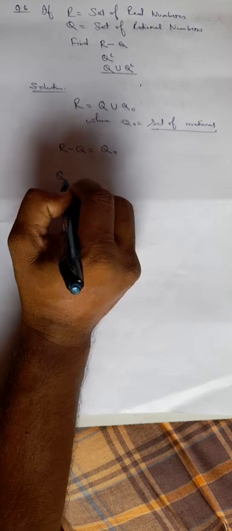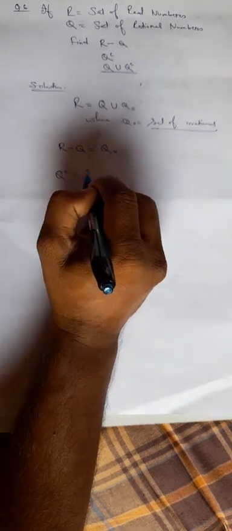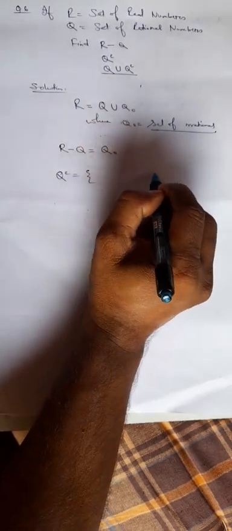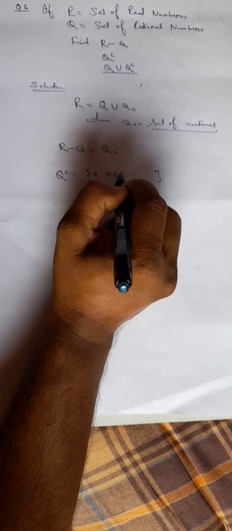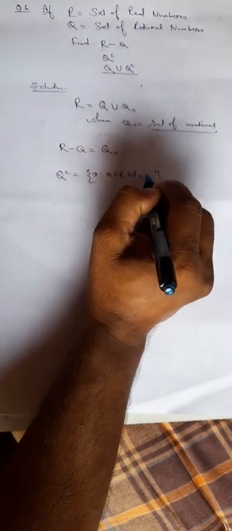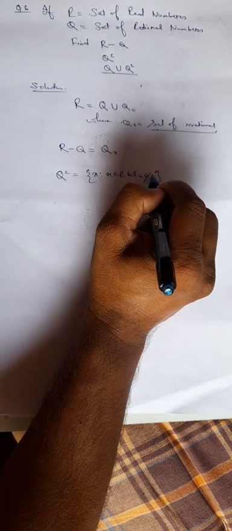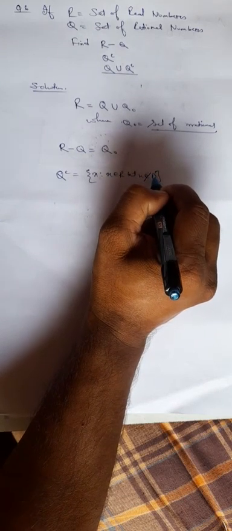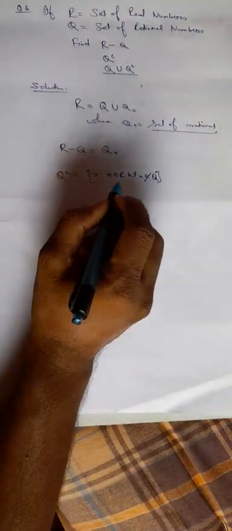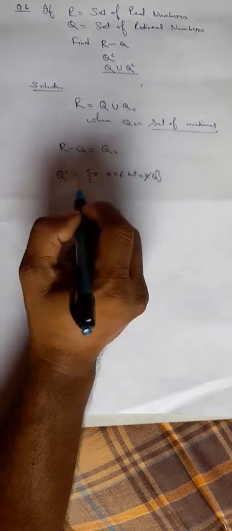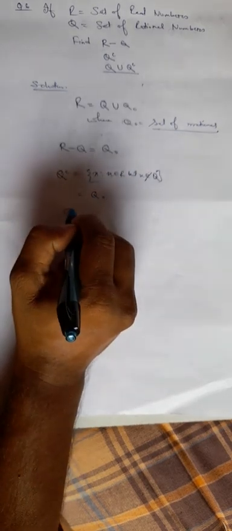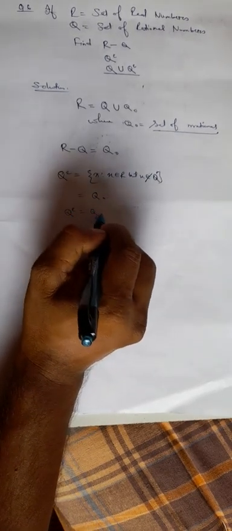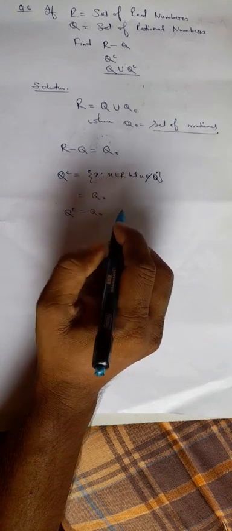And what is Q complement? Q complement means, x such that x belongs to R but x does not belong to Q, right? So Q complement means those elements which are in R but not in Q. That means again you get Q naught. So Q complement equal to Q naught. Q naught means the set of irrational numbers.